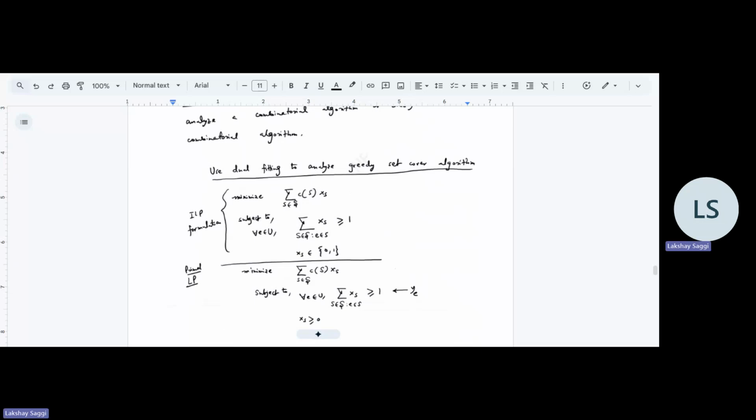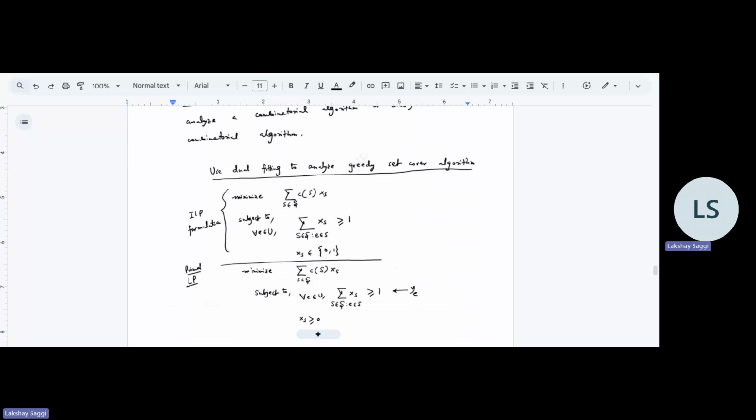So what was the greedy set cover algorithm? Maybe just as a reminder, we discussed this algorithm last time. The set cover problem was: given a universe U and some subsets of the universe U, find the smallest collection of sets such that each element of U occurs in at least one of the sets of the collection at hand. This is what is called the set cover problem.